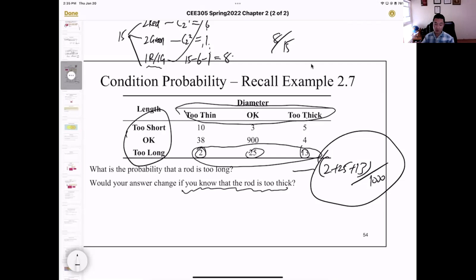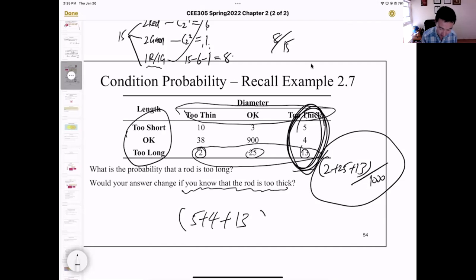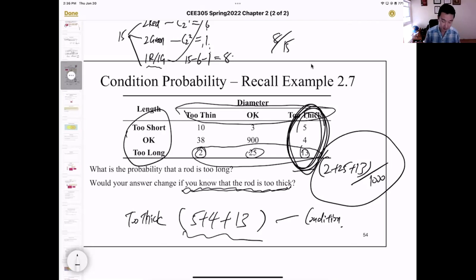It's already too thick. Let me look at here. This is too thick. If we know the rod is already too thick, that's only 5 plus 4 plus 13. This is the number of rods that are too thick, and this is the condition. So if you know the rod is already too thick, then what is the probability it is too long? Anybody want to have a guess?